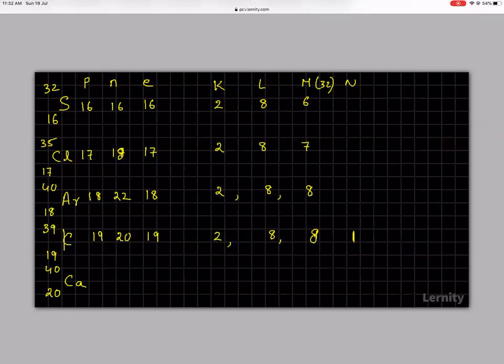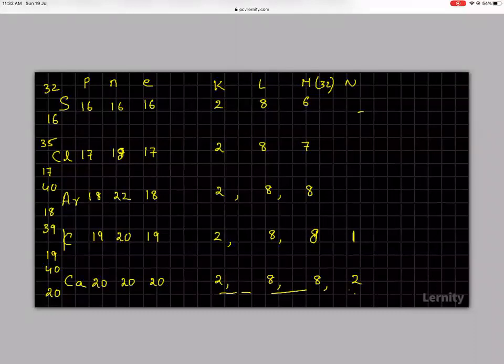Okay, so now in calcium what will happen? You have 20 here, you have 20 here, you have 20 here. So this will remain 2, this will remain 8, this will remain 8, and this will become 2. So now you see, this is the way it will keep going on.